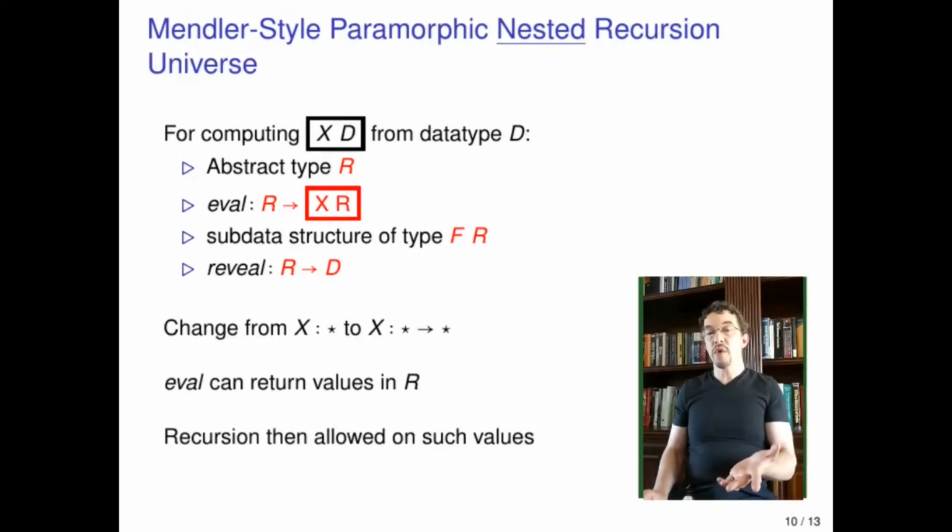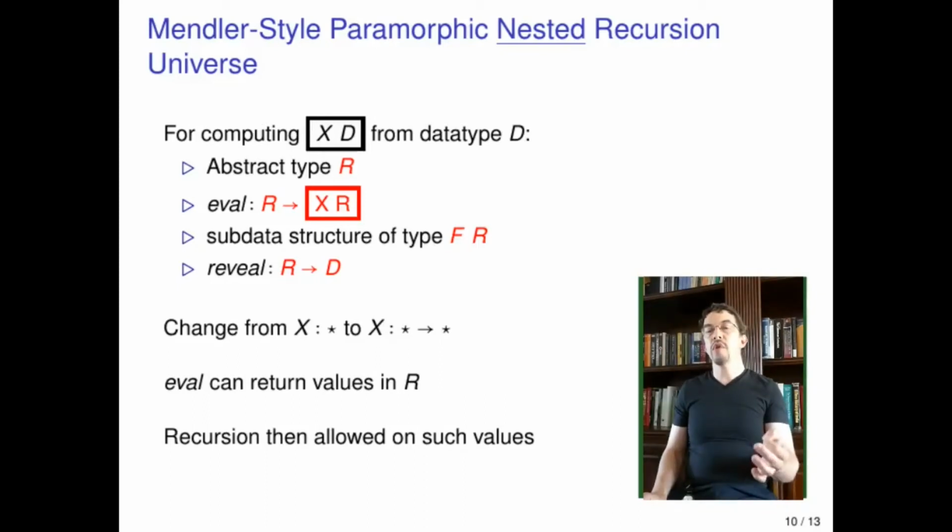Now finally, what we need for the Harper's regular expression matcher is support for nested recursion. So you have all the same stuff we had before, except we change a little bit. The return type of your function now could depend on D. So you compute X of D from a data type D, and the reason that's really important, as I say below my bullet points, from X of kind star to X of kind star to star, is that now you can write an eval function that goes from R to X of R.